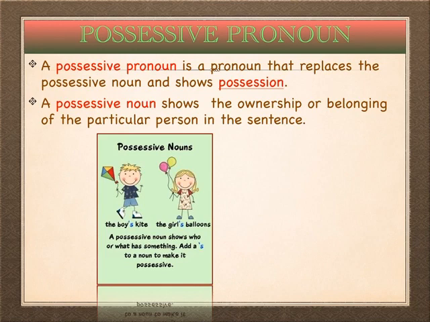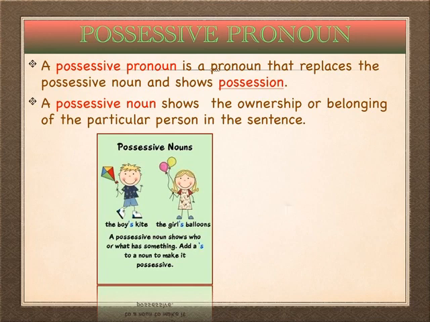The first one says the boy's kite. It means that the kite belongs to the boy. So, the boy's kite is said to be a possessive noun. In the same way, the second example is girl's balloons. So, here the balloons belong to the girl. So, we show the possession by using apostrophe s after the noun, and that makes the noun possessive.